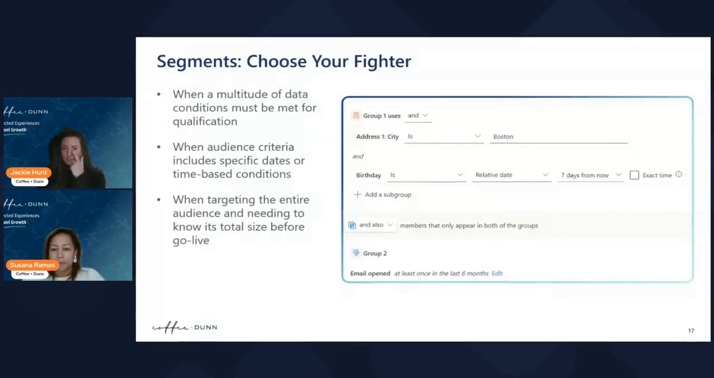But segments are also going to come in handy when a user wants to really understand the full size or scope of the audience that they plan to target. And if they want to target and engage that entire audience at precisely the same time, that is when segments are going to be the fighter that you want to choose in CIJ.